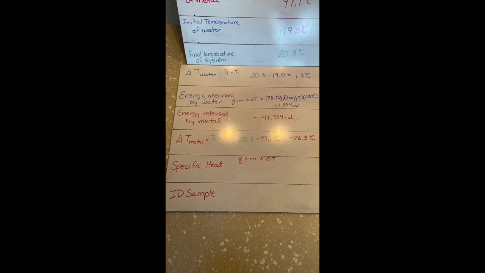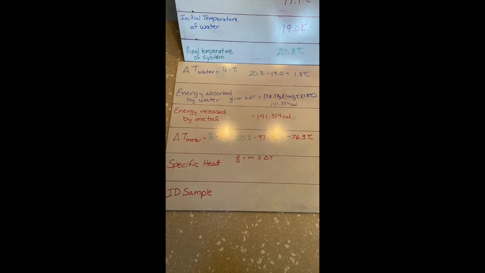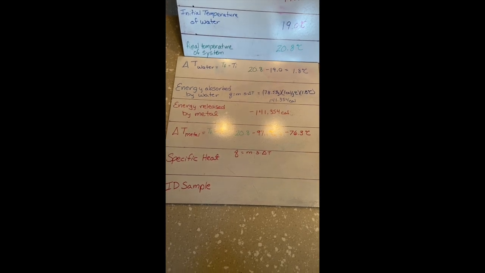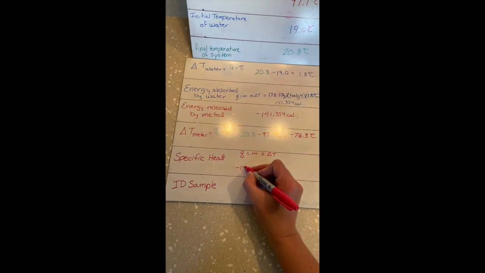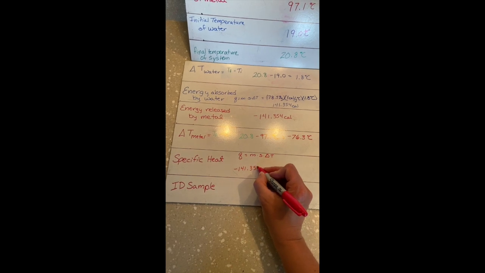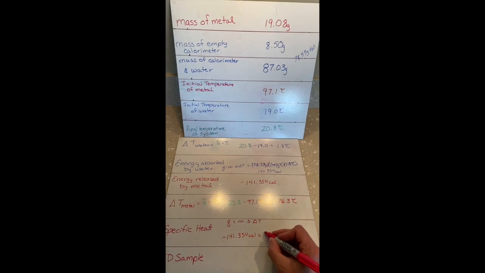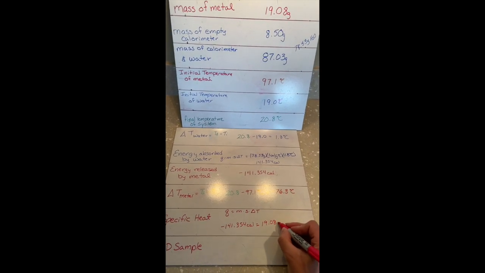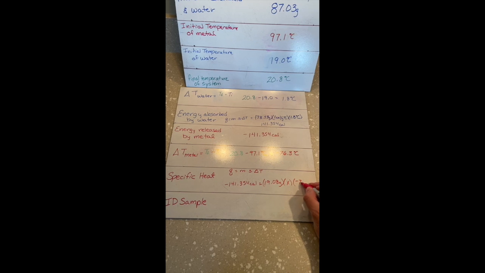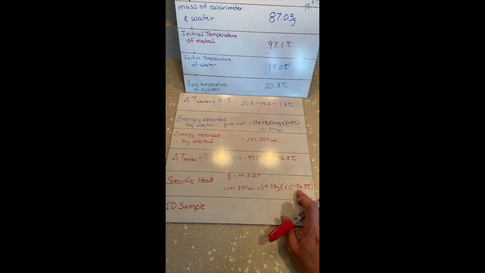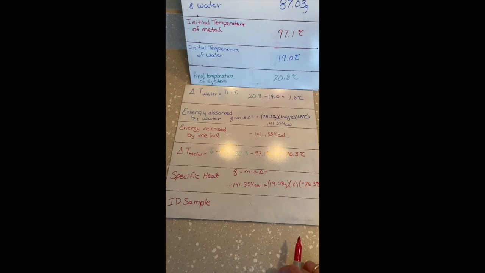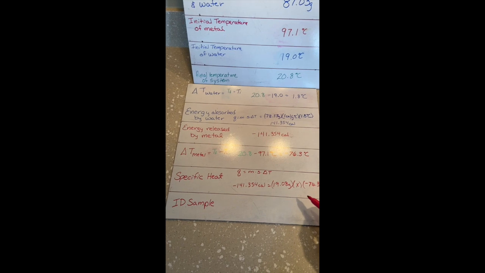To calculate the specific heat of the metal, we will use Q equals m s delta T. We know Q is a negative 141.354 calories. We know that the mass of the metal was 19.08 grams. We do not know the specific heat, that's what we're looking for, and we know it went through a temperature change of negative 76.3 degrees Celsius. A negative and a negative will cancel, and the specific heat will be positive.